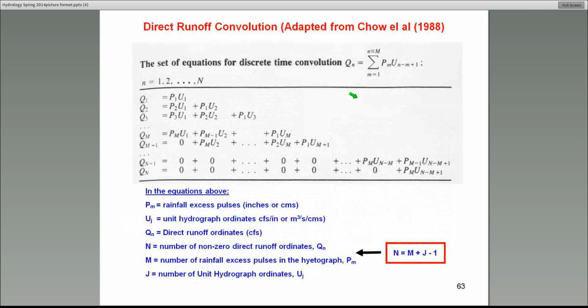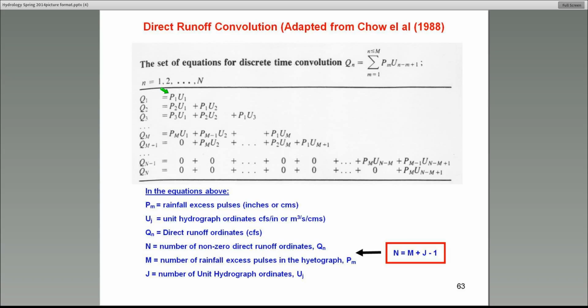You can also use these convolution formulas, for some people like this. I've taken the liberty to duplicate them for you here. For example, these equations will give you the direct runoff hydrograph based upon rainfall excess amounts. Those I call the P's, capital P's, P1, P2, P3, etc. And the U's are the unit hydrograph ordinates. So essentially, the P's, by the way, are the rainfall excess depth in inches.